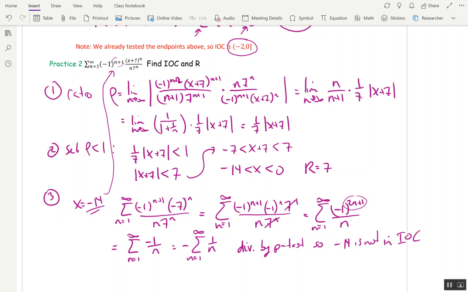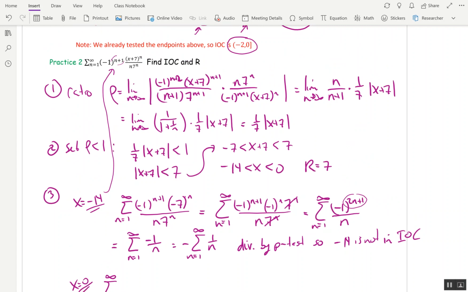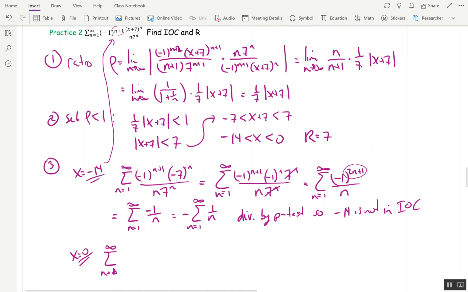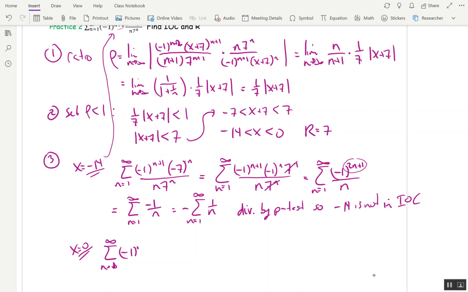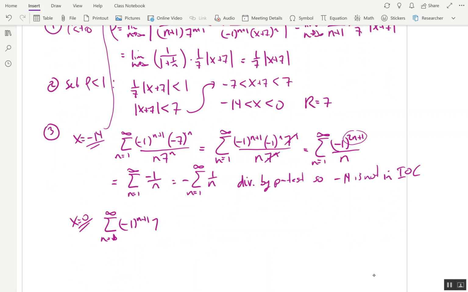Okay, let's check if x equals 0 is. That was the other endpoint. X equals 0. So you always want to state, notice in my work here, I'm stating which endpoint I'm plugging in. So when I plug in 0 for x, whoops, that starts at 1. Let's go back up here. I get (-1)^(n+1), 7^n, over n 7^n.